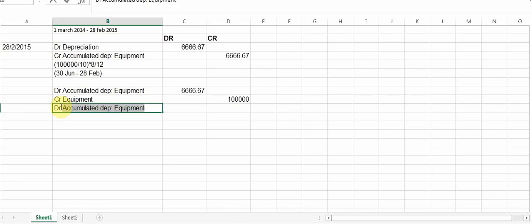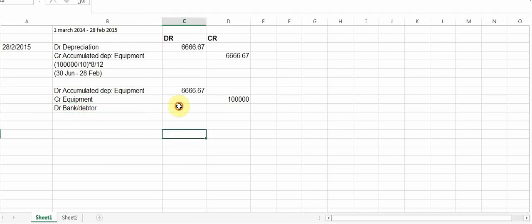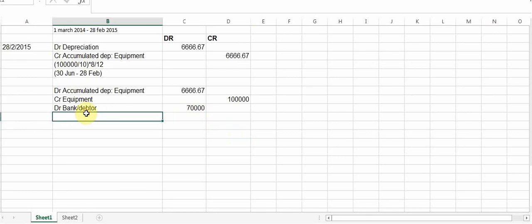So I need to accept either bank or the debtor account, because it's either still owing or they have already paid it to you. But the total there is 70,000. So now I need to go and measure, am I making a loss or am I making a profit? And if I look at this journal entry, the 100,000 is more, and it seems like I'm short a debit.